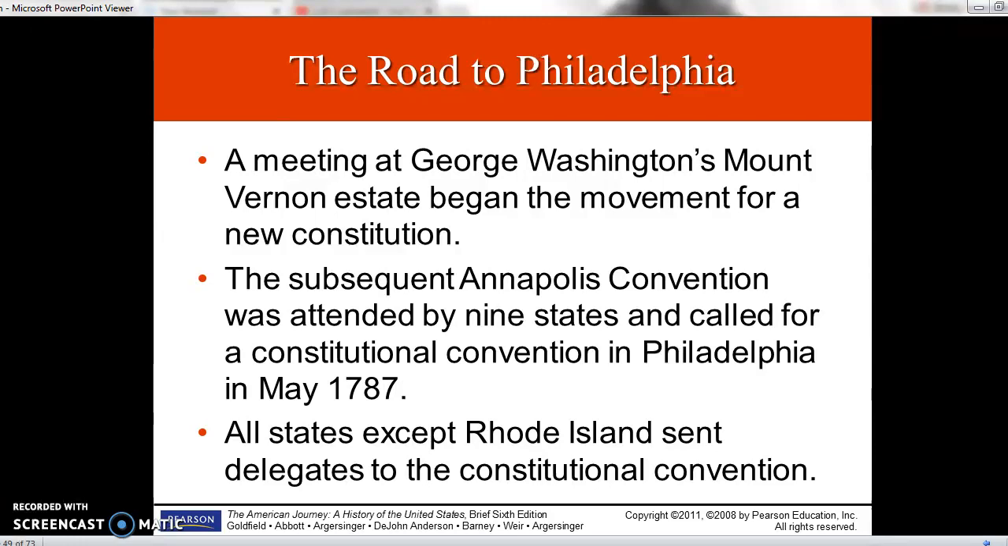Those 9 states decided they needed to have another convention in Philadelphia, known as the Philadelphia Convention in 1787, in order to modify the Articles of Confederation. All states except for Rhode Island sent a delegate to what is now known as the Constitutional Convention. The Philadelphia Convention of 1787 and the Constitutional Convention are the exact same thing. We just now have history behind us, so we now call it the Constitutional Convention.